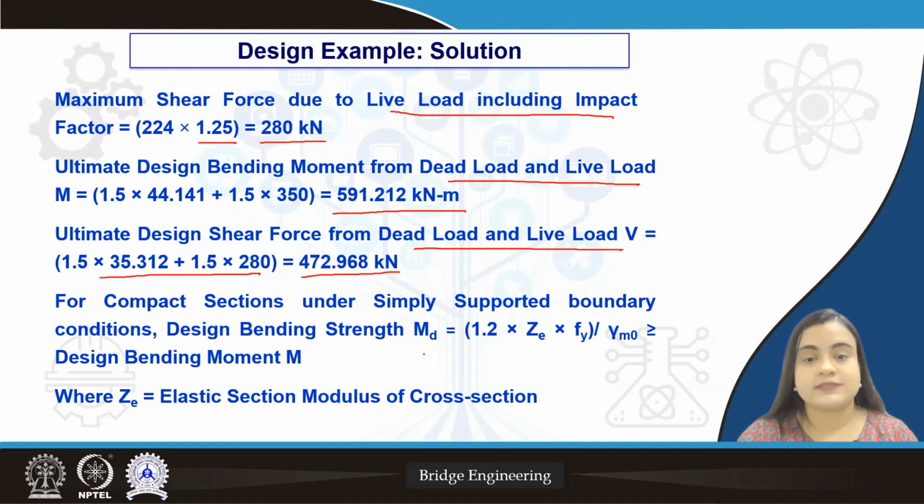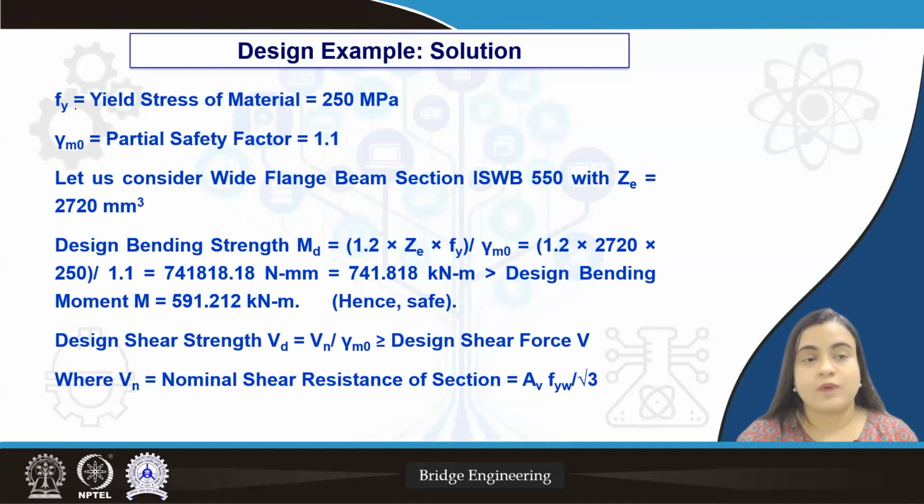Now, for compact sections under simply supported boundary conditions, design bending strength Md can be taken as 1.2 times Ze times Fy by gamma m0, where Ze stands for elastic section modulus of the cross section, Fy stands for yield stress of the material, that is equal to 250 MPa. Gamma m0 is the partial safety factor of the material, that is equal to 1.1.